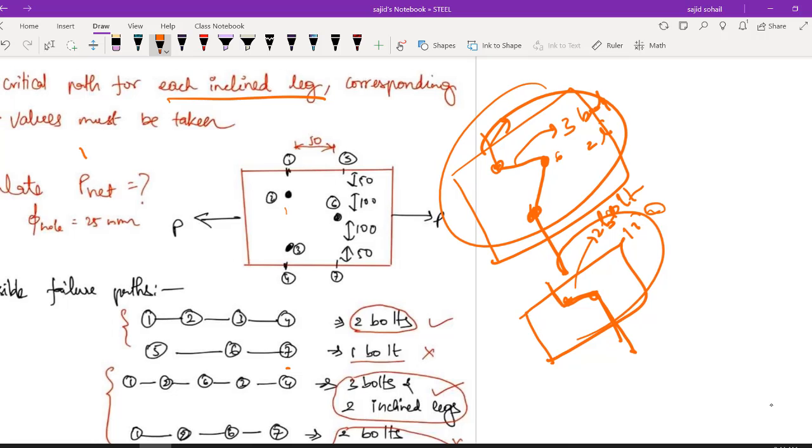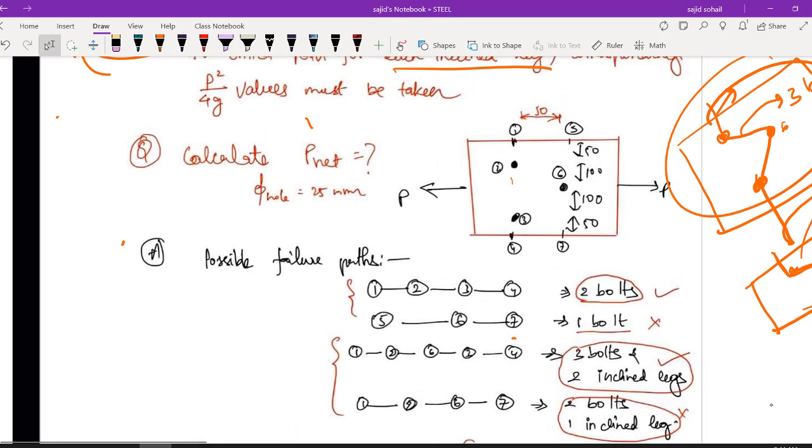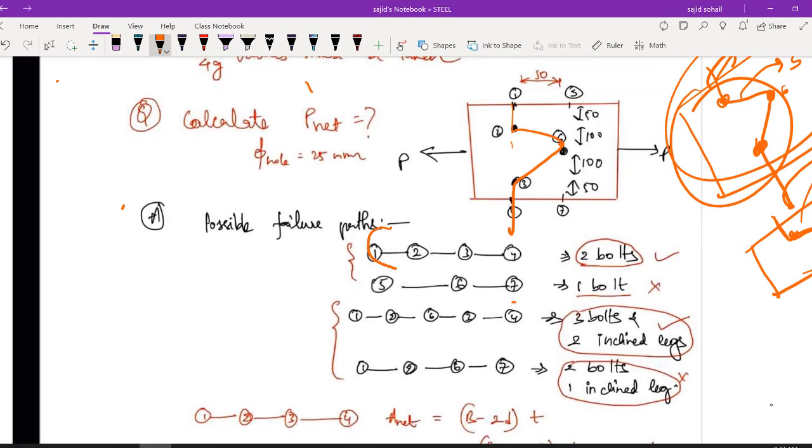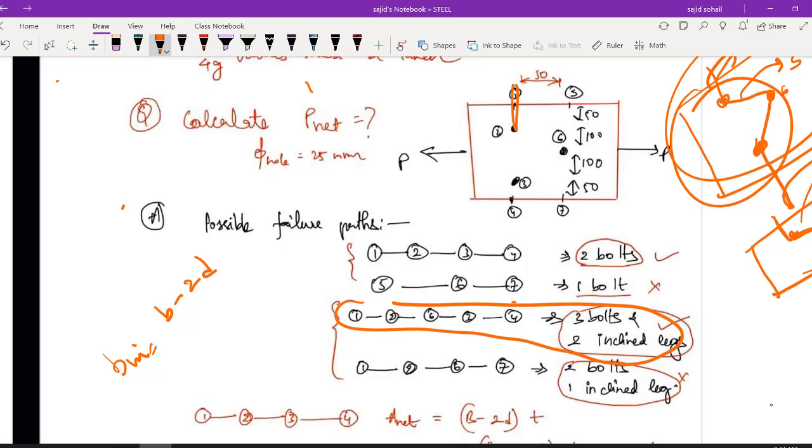But let us be very clear, don't just blindly go for this. जितने maximum leg है वही आंसर आपका होने के चांसेस नहीं है. There are some possibilities. Let us try to understand. Let us see the first failure plane which is along the straight line. इसमें क्या आ गया था? So what will be your B minimum? That will be B minus 2 times the diameter of bolt. If you are considering this path 1 2 6 3 4, that is nothing but this one, 1 2 6 3 4, two inclined legs, there are two inclined legs.